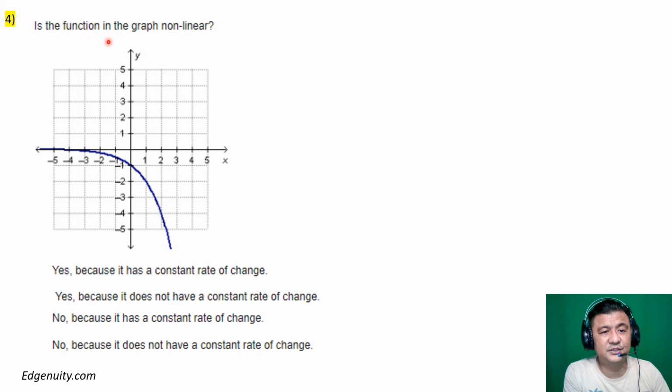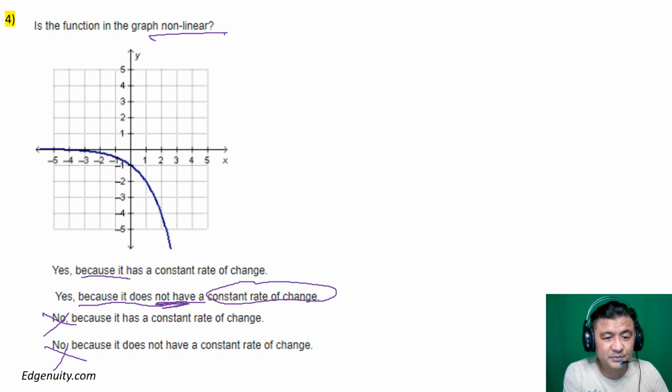So, is the function in the graph nonlinear? Is it not a straight line? Well, obviously, does it look like a straight line? Is it nonlinear? Do you agree it is nonlinear? So the answer is yes, but not these two. So I'm not going to select no, but let's look at the reason. It is nonlinear because it does not have a constant rate of change. Yes, because it has a constant rate of change. So obviously the correct answer is what? It does not have a constant rate of change.